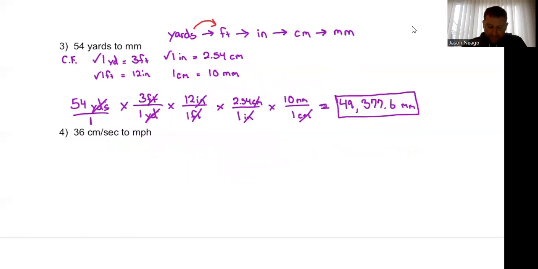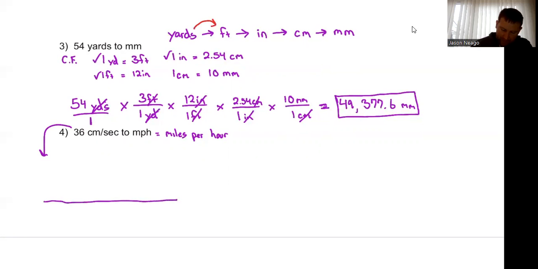Okay, let's look at question number 4. Number 4 is a little bit more difficult. Question number 4 says, how many miles per hour are 36 centimeters per second? MPH stands for miles per hour. So this is a complex unit. When I write 36 centimeters per second, what it really refers to is this. I'm going to do this both ways. 36 centimeters per second is the same thing as saying I had 36 centimeters in 1 second.